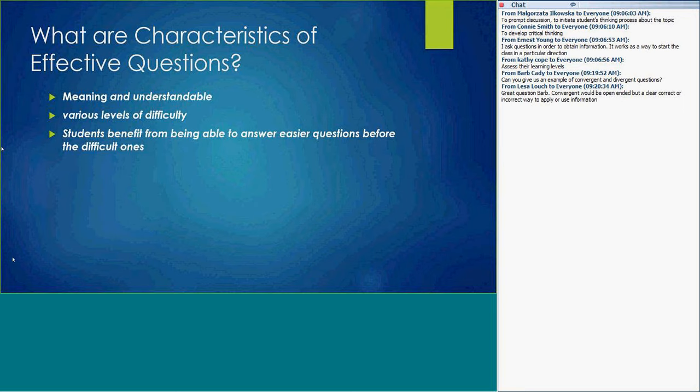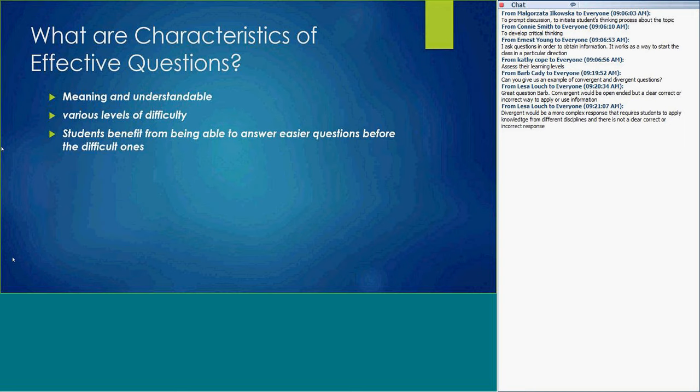Various levels of difficulty, and maybe we've touched on this a little bit. Depending on the level of comprehension of a particular topic or concept, students might be able to handle many different varieties or levels. But always remember that the students should be challenged with a question, but not so much that they're frustrated. That's the one thing that's important.